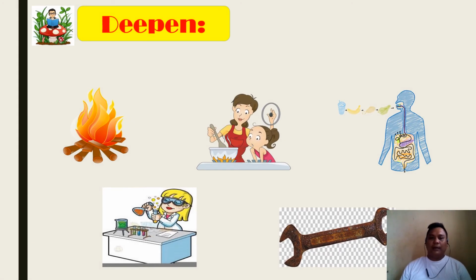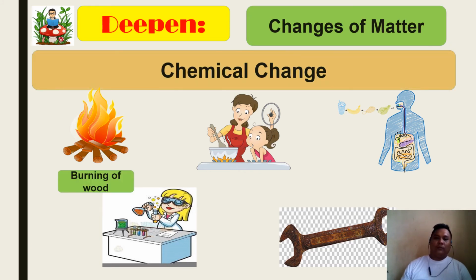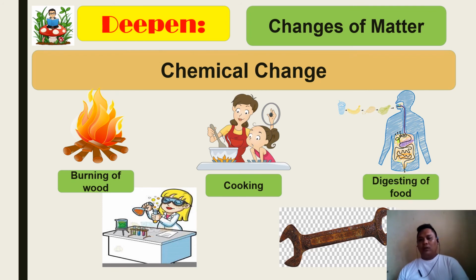Ano-ano nga ba ang mga examples nito? So, meron po tayo rito burning of food. Yan po, yun yung kanina. Pag nagsusunog po tayo, di ba, yung kahoy, pag natapos na siya masunog lahat, ano na nangyari? Nagiging abo na siya. Hindi na siya wood. Kasi nga po, may chemical change na po nangyari. Next is yung cooking naman. Pag nagluluto po tayo, napapansin nyo may fire po dyan, yan ay nag-perform na po ng new changes. And next is yung digesting of food.